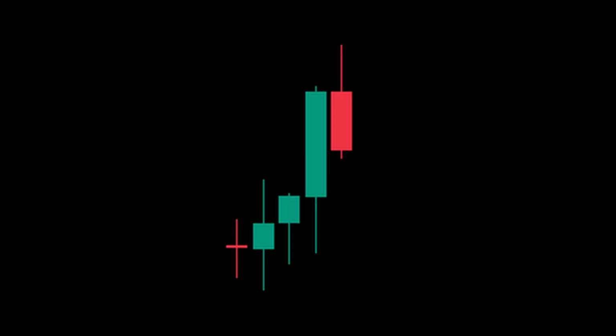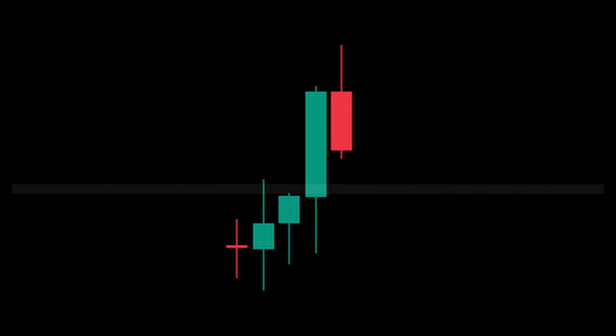Okay, this is our second example. It is in an uptrend because it's forming higher highs and higher lows. Let's see the higher time frame of it. See, this is the higher time frame. These are our higher highs and higher lows. This is the resistance that is formed in the lower time frame.